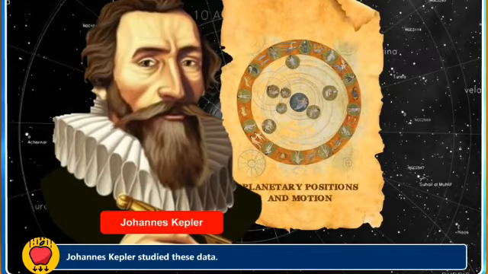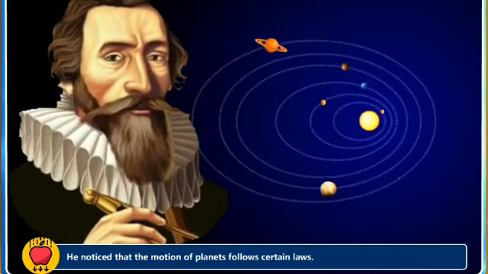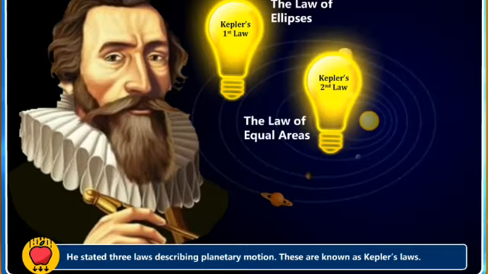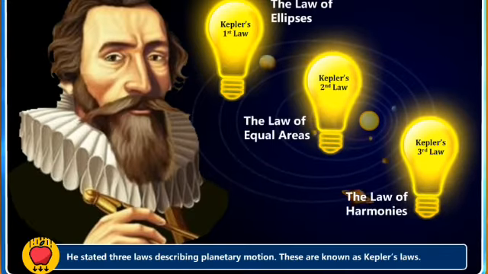Johannes Kepler studied this data. He noticed that the motion of a planet follows certain laws. He formulated three laws describing planetary motion. These are known as Kepler's laws.